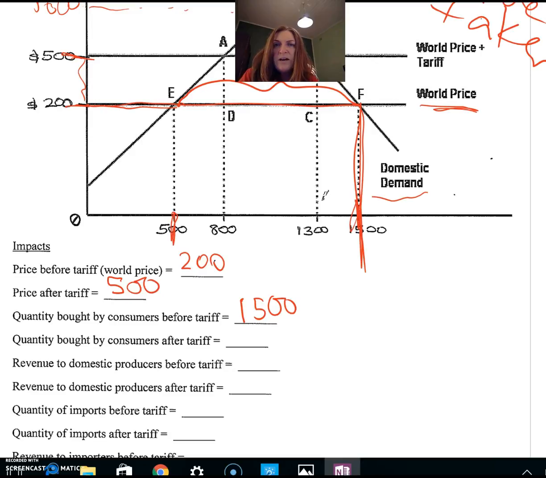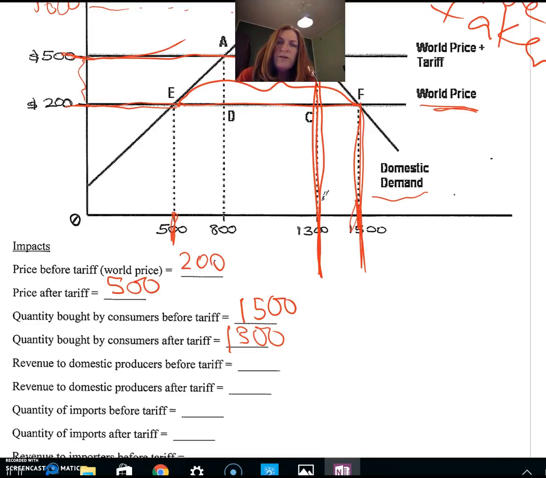What about after the tariff? The tariff comes in, $500. Go across the demand curve. Now, higher price, less quantity demanded, law of demand. So now only 1,300 barbecues are bought by local consumers.